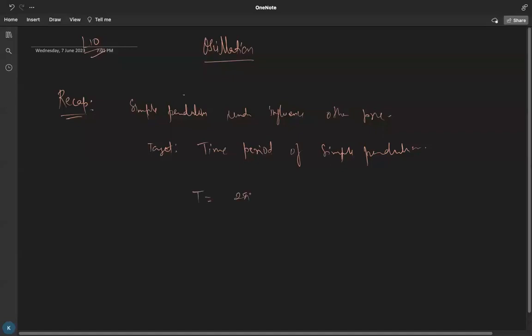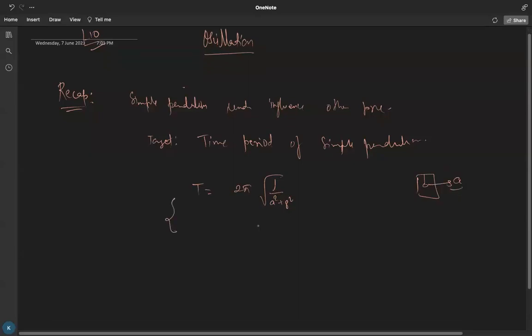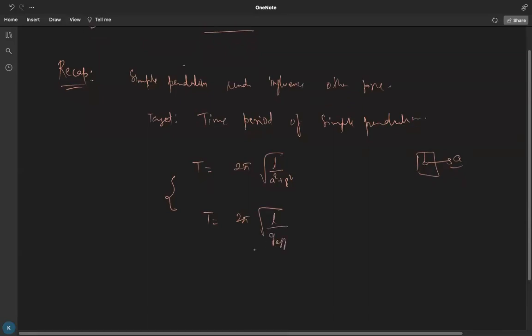There the result was 2π root under L by root of A square plus G square, where A is the acceleration of the car. The thing we derived after this is a shortcut: for a simple pendulum under the influence of any other forces, we can directly write its time period with the help of 2π root under L by G effective.